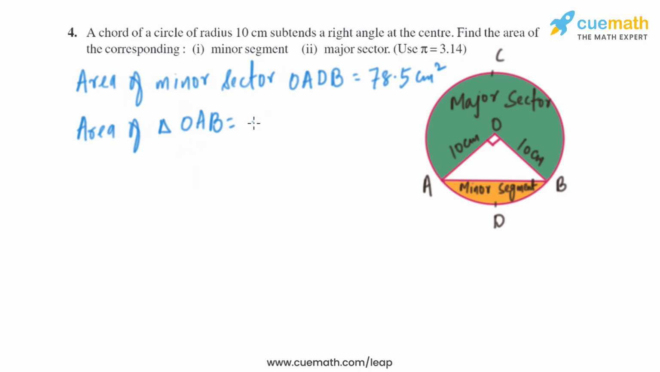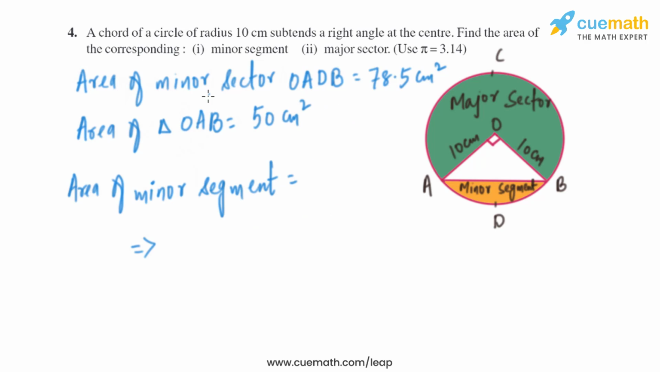We know the formula to find the area of a triangle, that is half into base into height. So half, the base is basically OA and height is OB. So it is half into, we know the value of OA, that is 10. We also know the value of OB, that is also 10. And on solving this, we will get the area of the triangle as 50 square centimeter.